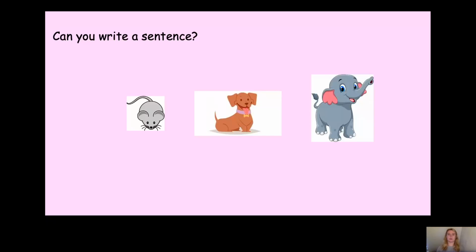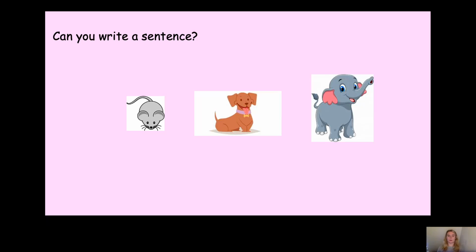Now, let's have a look at these pictures together and we're going to see if we can write a sentence. Now, let's look at the mouse. Now, I want to create a superlative sentence which compares the mouse with the other 3 animals using the adjective slow. Okay, so we could say the mouse is the slowest animal.